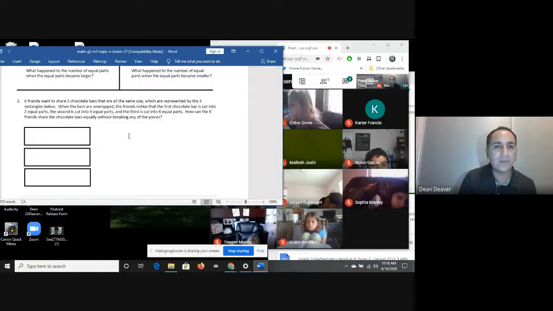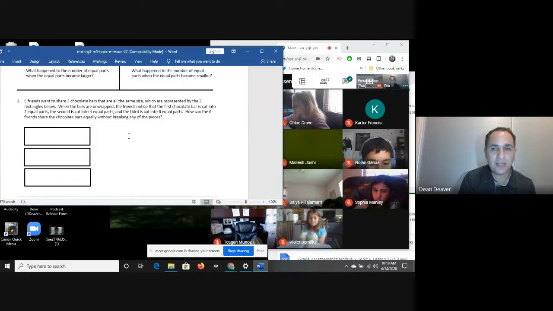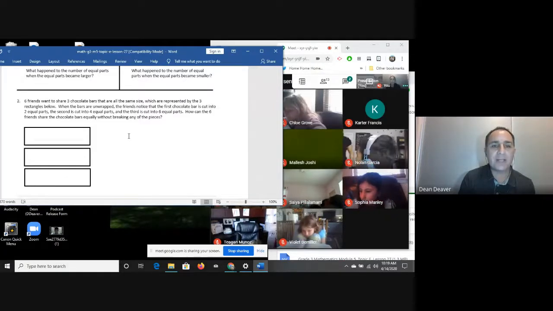We like that. When the bars are unwrapped, the friends notice that the first chocolate bar is cut into 2 equal parts. The second is cut into 4 equal parts. And the third is cut into 6 equal parts. How can the 6 friends share the chocolate bars evenly without breaking any pieces?